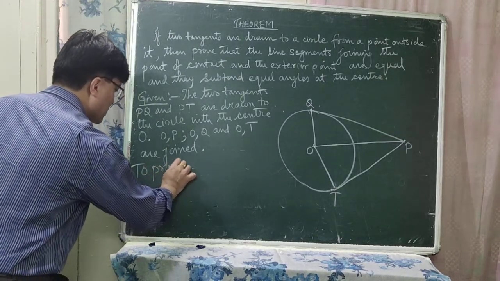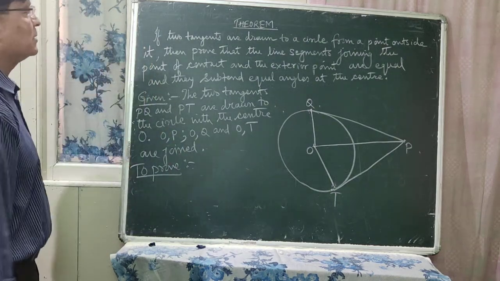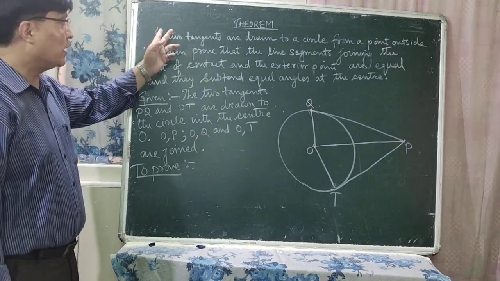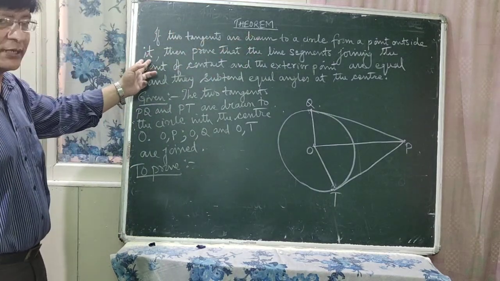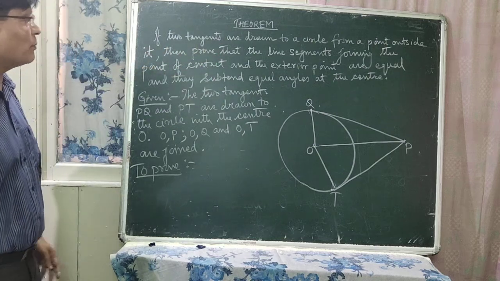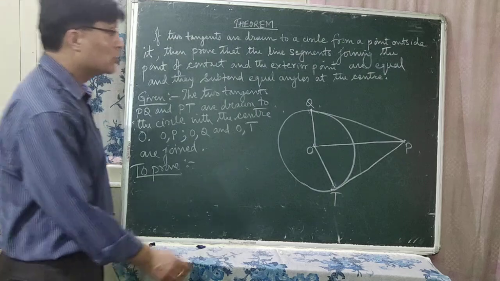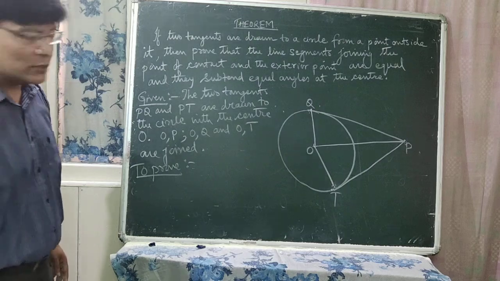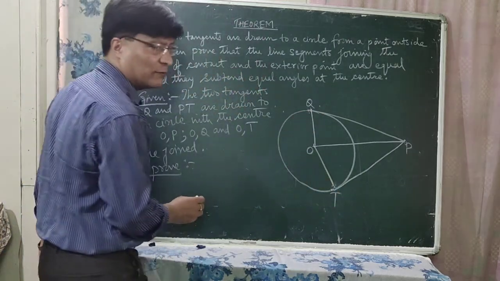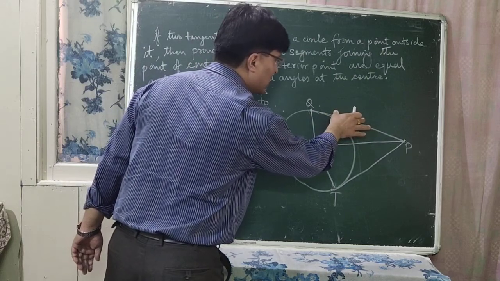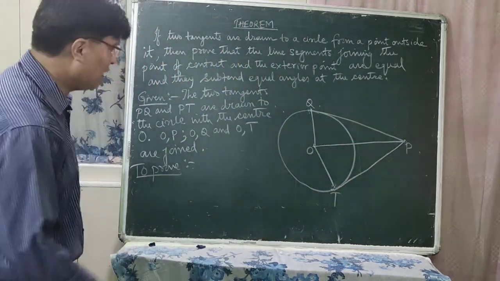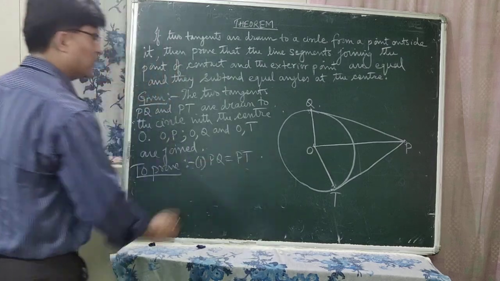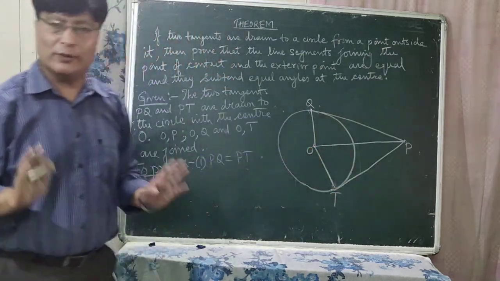You have to prove that if two tangents are drawn to a circle from a point outside it, then the line segments joining the point of contact and the exterior point are equal. So in this case, PQ and PT are the tangents drawn to the circle. Here Q is the point of contact and T is the point of contact. You have to prove that the length PQ is equal to length PT. Okay? So number one, you have to prove that PQ is equal to PT. That is, these two tangents are equal. You have to prove that.